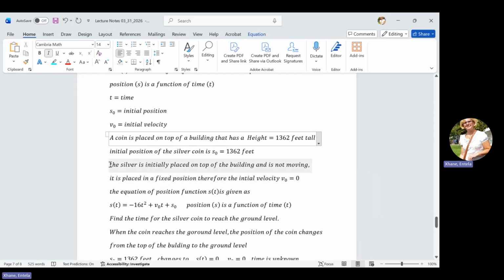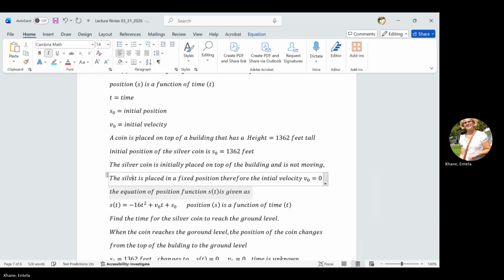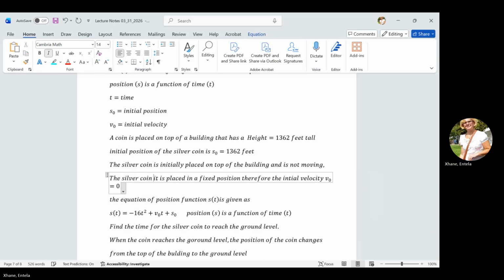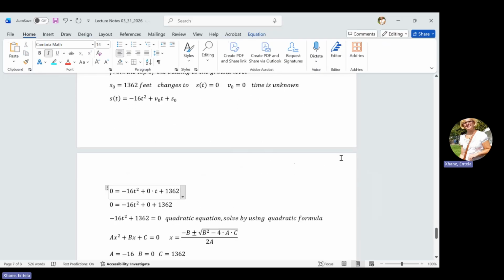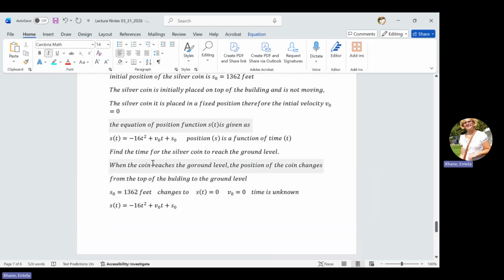Now, the silver coin is not moving. The silver coin in this case is the object. It's placed on top of the building and it's not moving. So that means the silver coin is placed in a fixed position. Therefore, the initial velocity, V0, is going to be 0.